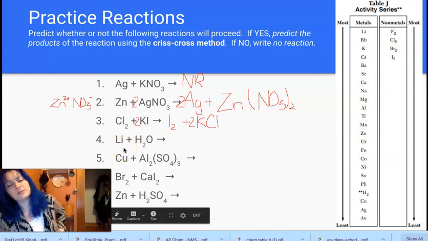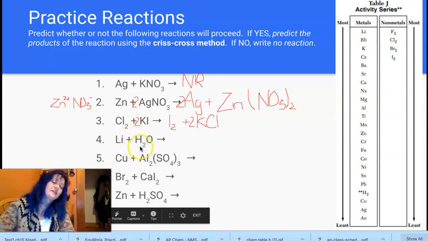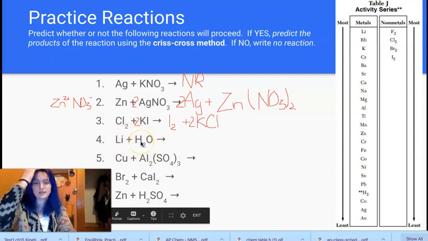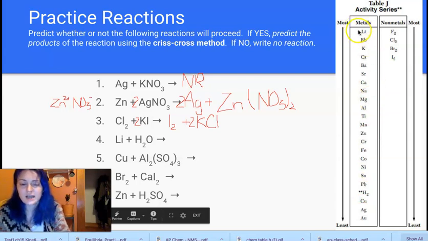Li plus H2O. Will this reaction proceed? So when you're looking at this, you're actually looking at lithium and hydrogen. Hydrogen in this case is going to act as the cation. And hydrogen is down here with the little stars next to it. Lithium is up at the top. So this reaction, lithium is the most active element. So this will definitely proceed.